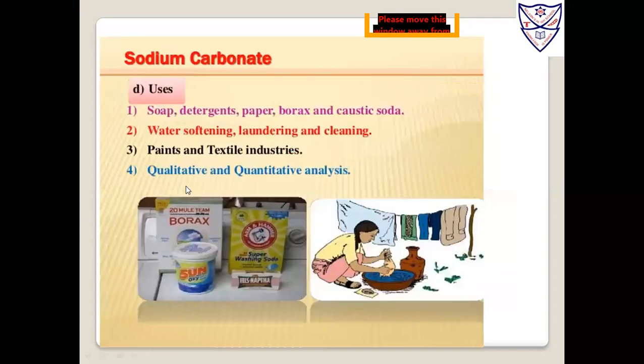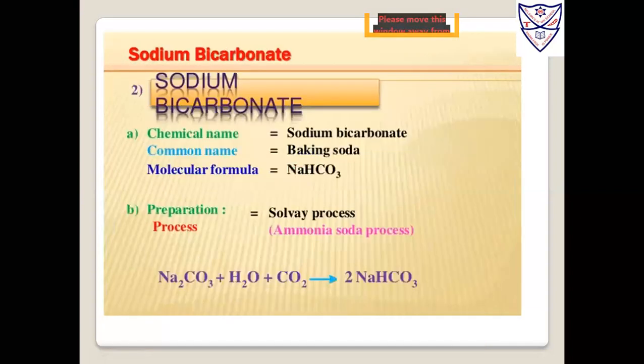These are the chemical properties of sodium carbonate. It is used in soap, detergent, paper, borax, and caustic soda. Caustic soda is what? NaOH. It is also used in water softening, laundering and cleaning, paints and textile industries, and qualitative and quantitative analysis in industries. So these are the uses of sodium carbonate.